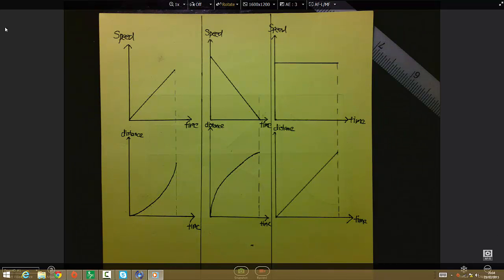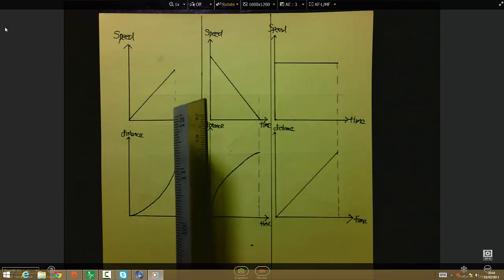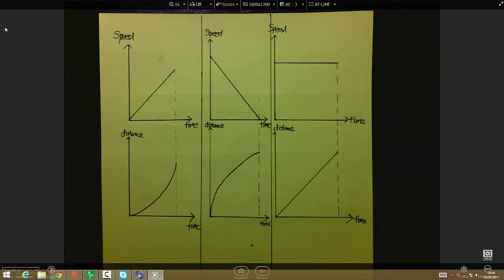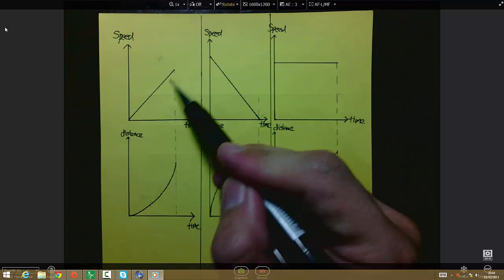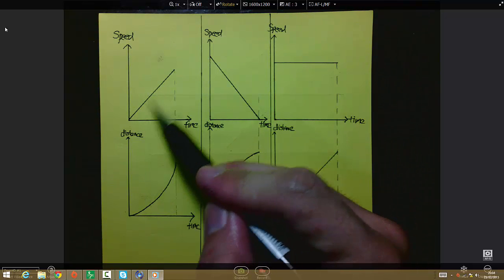Okay, today I'm going to introduce to you the graphs. Speed time graph. From the speed time graph, you're supposed to get the distance time graph. First, if you notice from the speed time graph down here, what can we say about the speed? If you notice, the speed is increasing. From here, the speed is increasing.